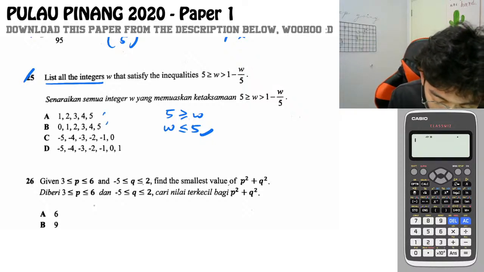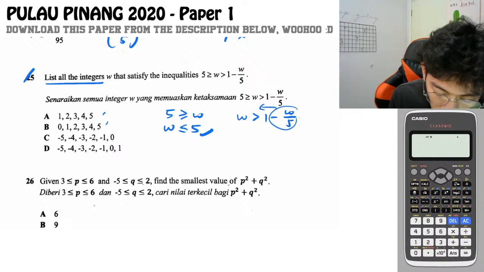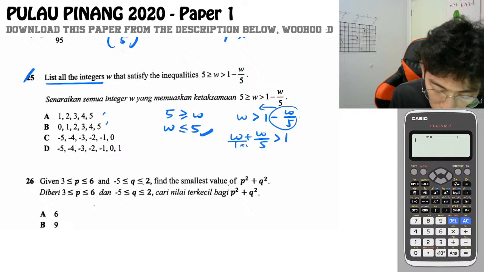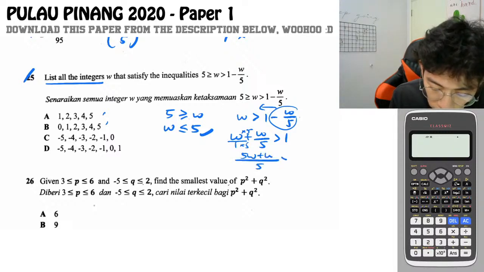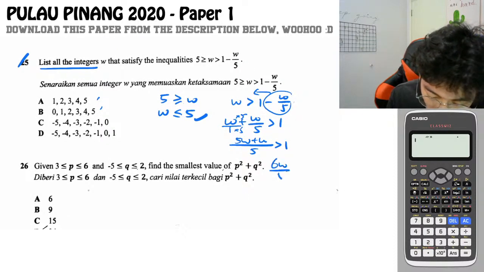Okay, and W greater than 1 minus W over 5. So switch this over lah. W plus W over 5 greater than 1, over 1 times 5 times 5. 5W plus W over 5 greater than 1. Okay, 6W over 5 greater than 1. So move the 5 over.